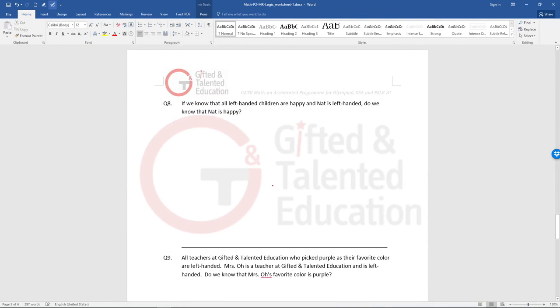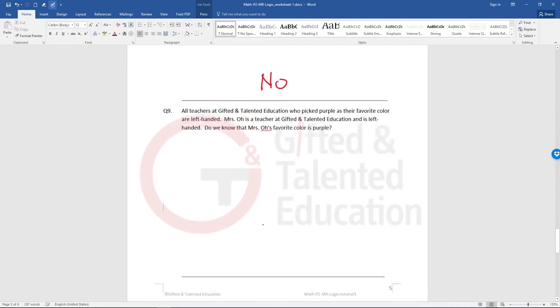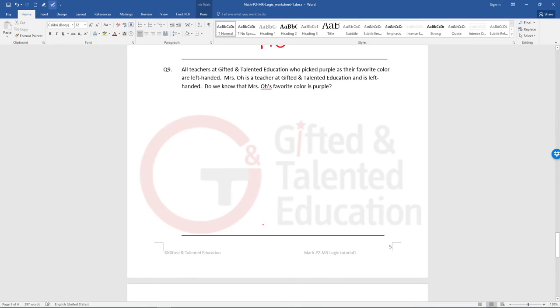Question 8. If we know that all left-handed children are happy and Nat is left-handed, do we know that Nat is happy? The answer is no, because Nat might not be a child. Again, for question 9, the answer is no.